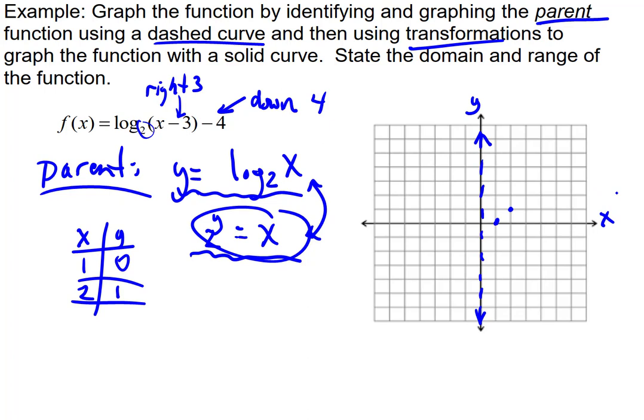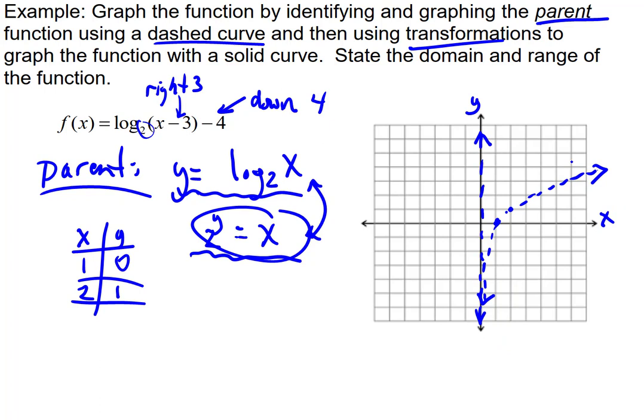Now, also recognize the general shape. We're going to go with a dashed curve, connecting the points we've already put on here, using the general shape of a log graph, which is a curve that plummets downward, chasing the vertical asymptote downward. But then it increases, kind of slowly leveling off as x values increase to the right. Now, that's our parent function graphed with a dashed curve.